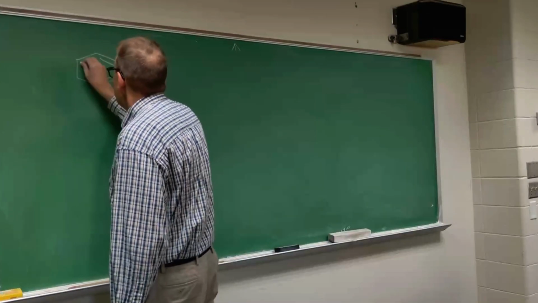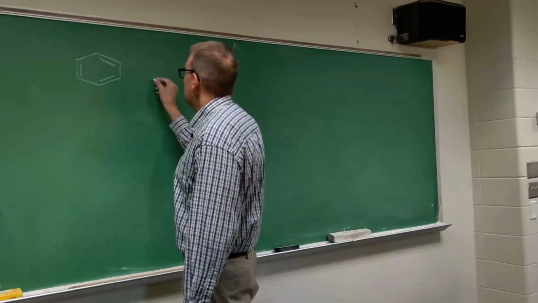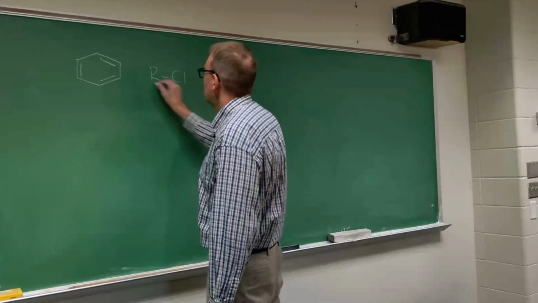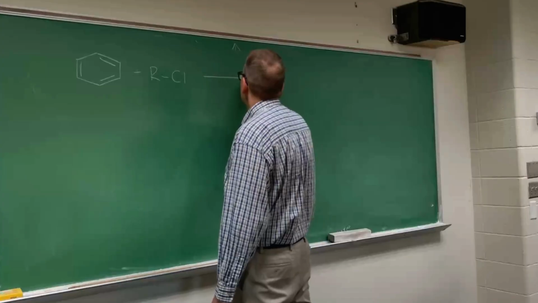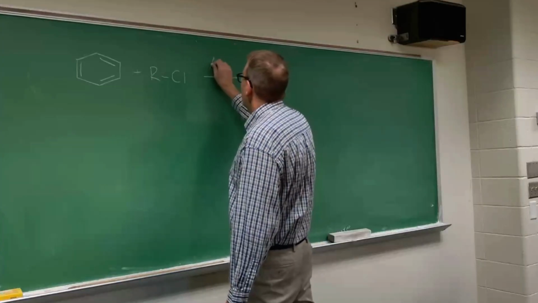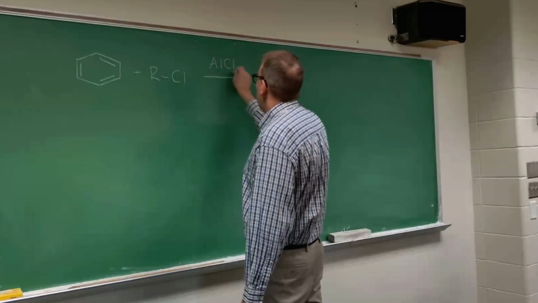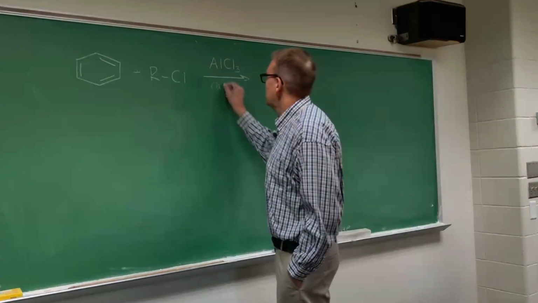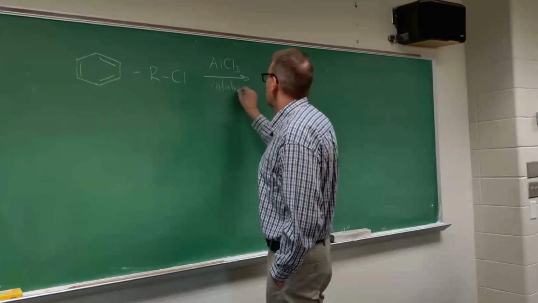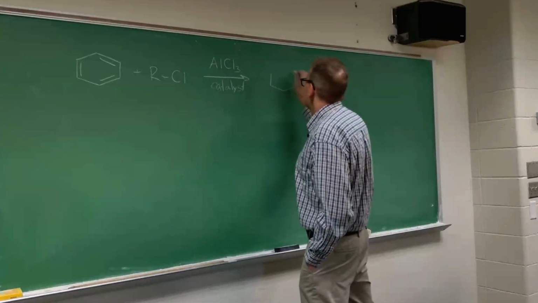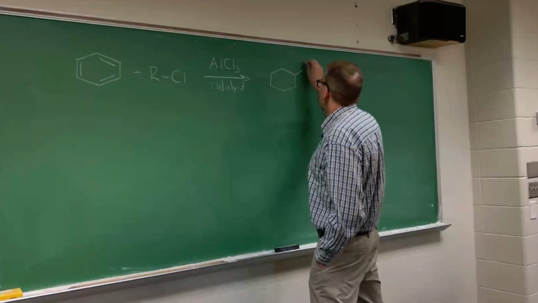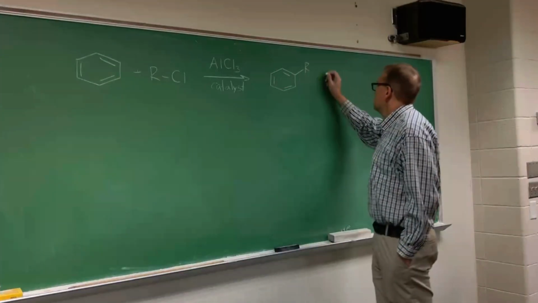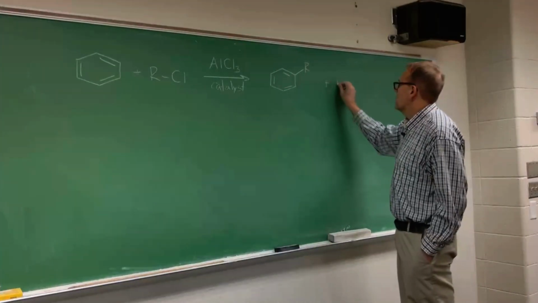So if you go in with a benzene ring or a related compound and you put in an alkyl chloride, and you use aluminum chloride as a Lewis acid catalyst, this reaction puts an R group on the ring, an alkyl group. So that's why it's called alkylation, and the other product is HCl.